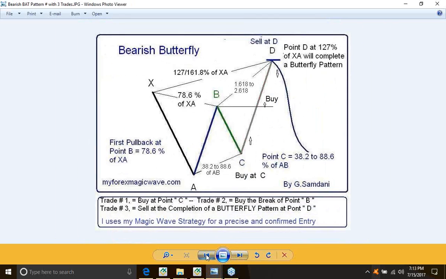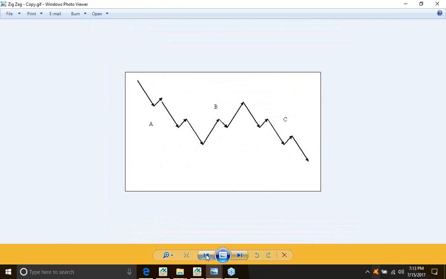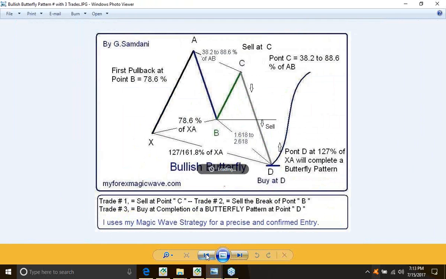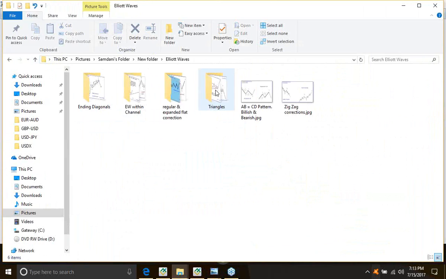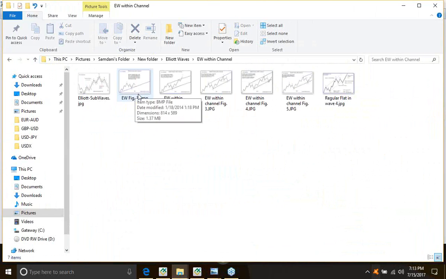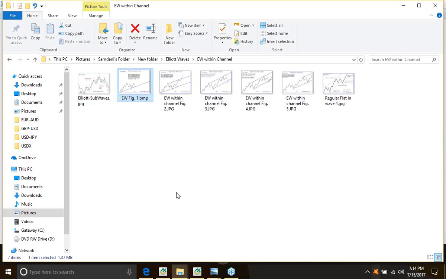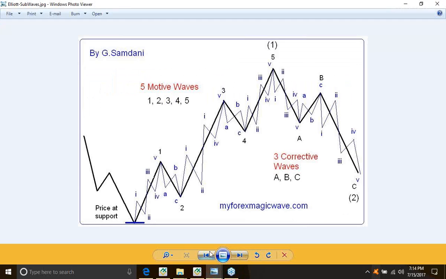Okay. And the one I wanted to show, where is it? It's not there. Maybe it's in Elliott wave. There we go. I messed it up, I guess. No. Anyway, let's see from there.